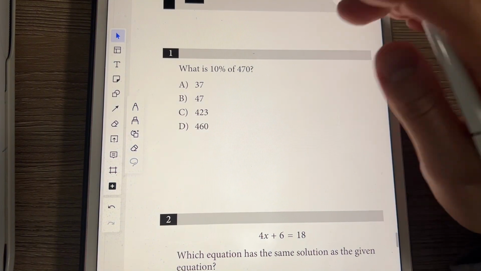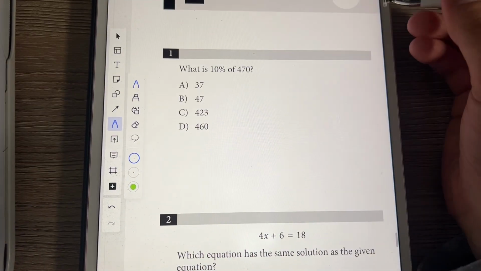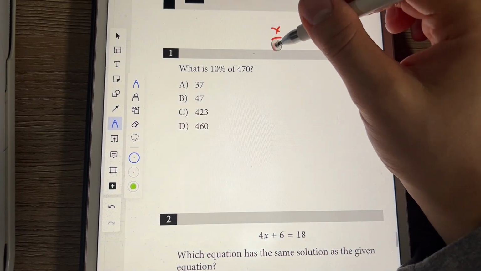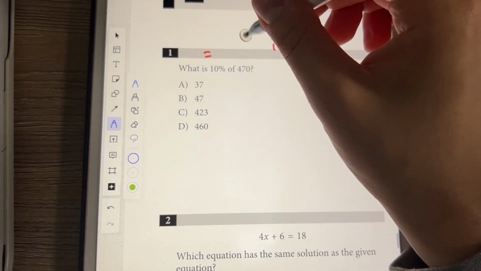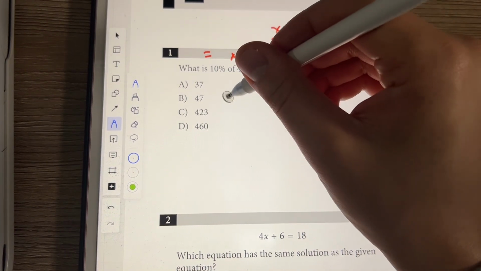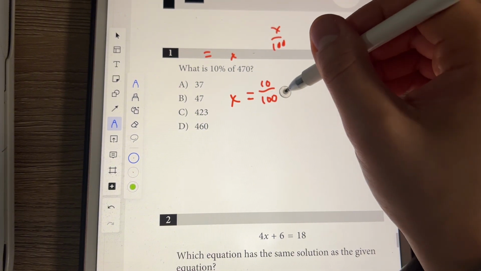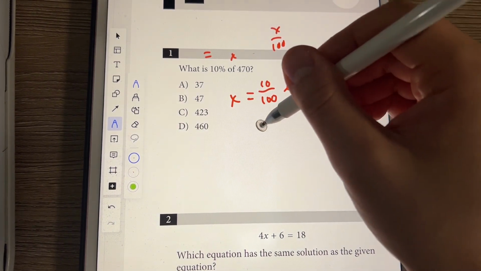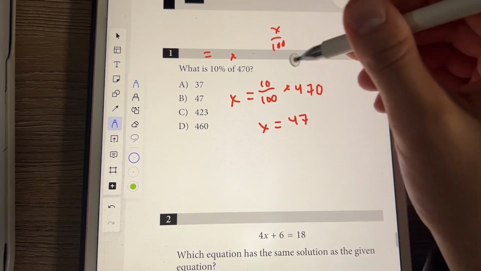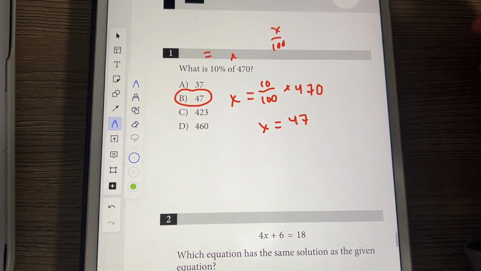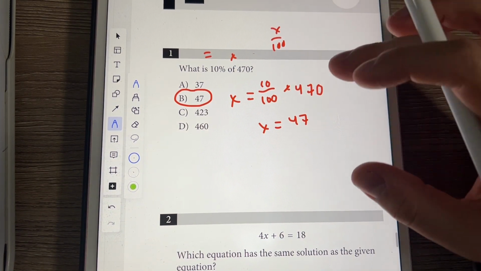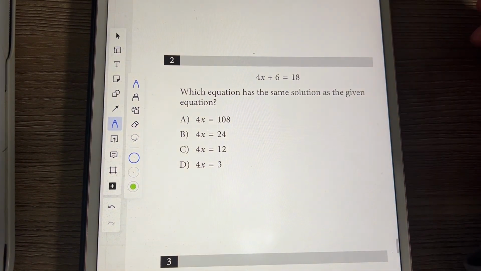What is 10% of 470? Well, we know that percent is x over 100. We know is equals. We know of is times. So x, or what, is equal to 10 over 100 times 470. X is equal to 47. B is our best answer on question number 1. Look how fast we're flying. Let's keep going. Question number 2.